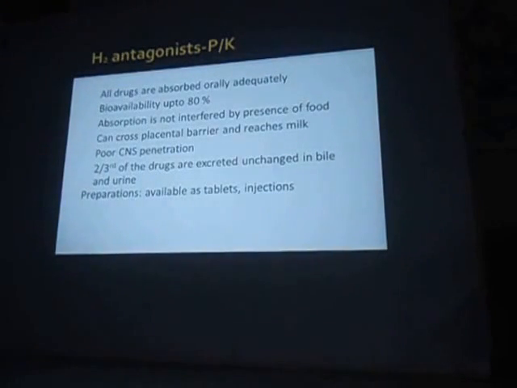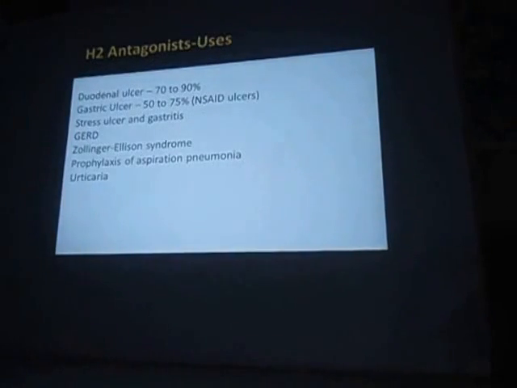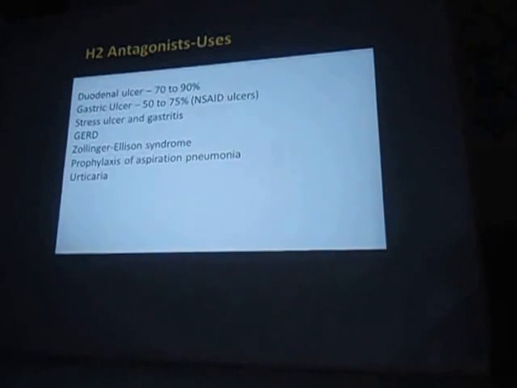They are available as tablets, for example ranitidine tablets of 150 milligram. Injections are available at 75 milligram per ml. We can use this in most conditions: duodenal ulcers, gastric ulcers, Zollinger-Ellison syndrome, and prophylaxis of aspiration pneumonia. H2 blockers, though they are called H2, can also help in other allergic reactions which primarily involve H1, that is urticaria.